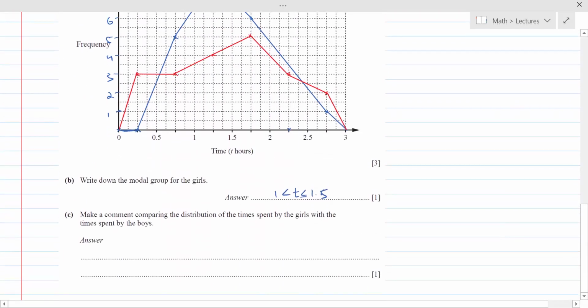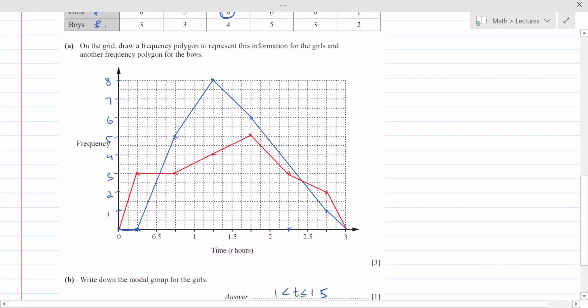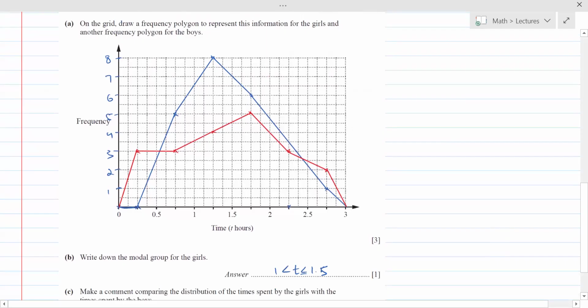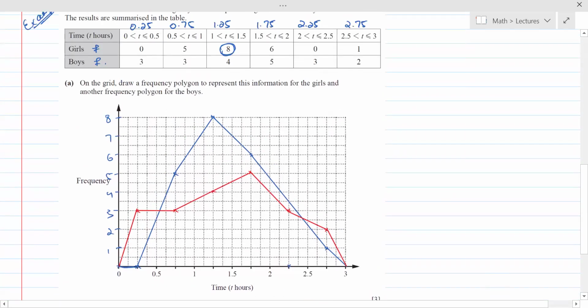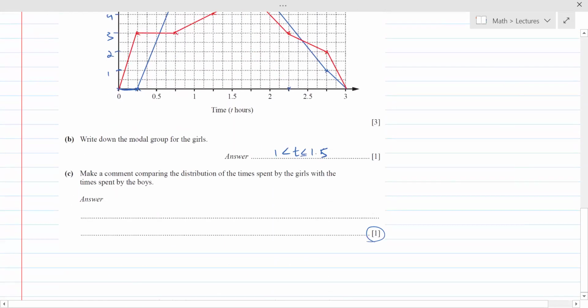Part C. Make a comment comparing the distribution of the times spent by the girls with the time spent by the boys. Now, it's a 1 mark part, and for 1 mark part, you just need to make one statement. So here there can be a number of different possible answers. One of the possible answers is that mode of girls is higher than the boys. That's one possible answer.